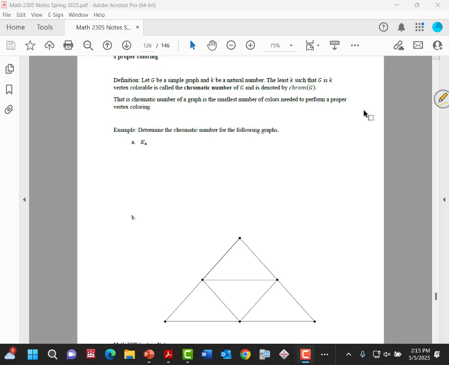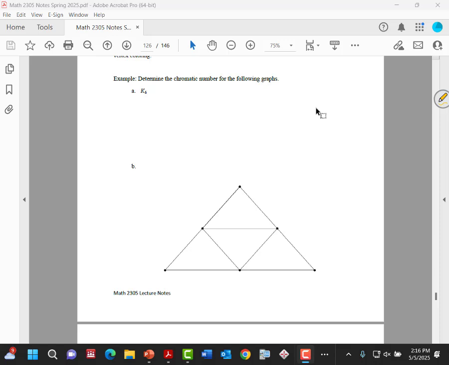Now, definition. Let G be a simple graph and K be a natural number. The least K such that G is K vertex colorable is called the chromatic number of G and is denoted by chrom, and this is simply read chromatic, G. In essence, the chromatic number of a graph is the smallest number of colors, the minimum number of colors needed to perform a proper coloring.